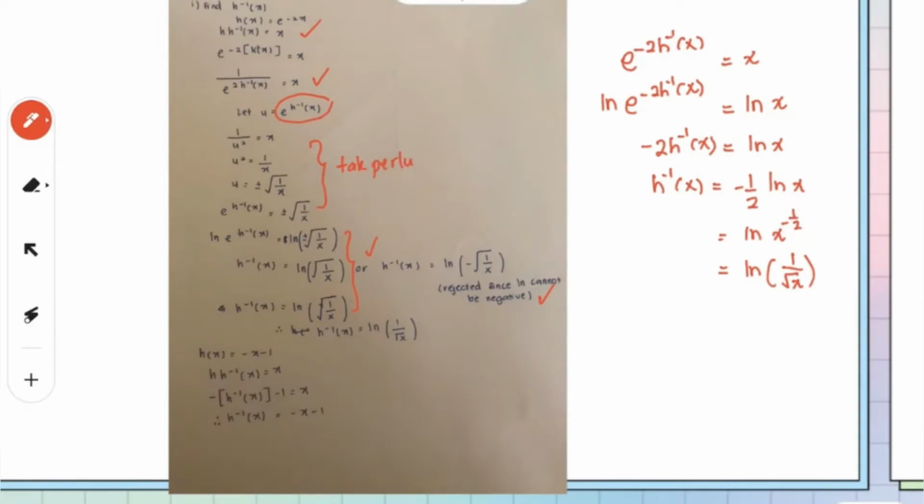Okay, but this is only the first function. And then the second function is negative x minus 1. So using the relation of h inverse equals x also. Okay, this one is correct. And then we also get the same answer. h inverse will be negative x minus 1.